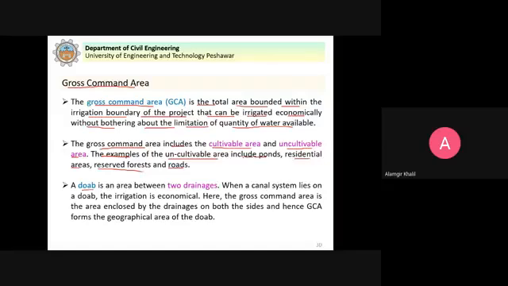A doab is an area between two drainages. This is a common word that we studied in Pak studies, maybe at the school level. When a canal system lies on a doab, the irrigation is economical. Here, the gross command area is the area enclosed by the drainages on both sides, and hence the gross command area forms the geographical area of the doab.